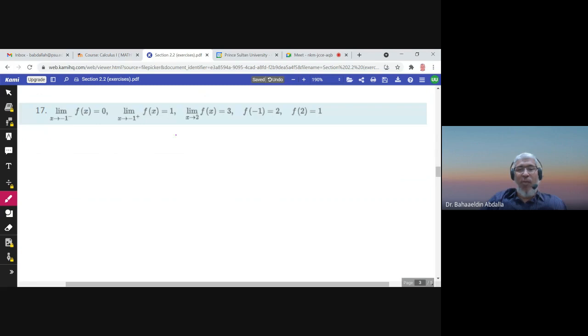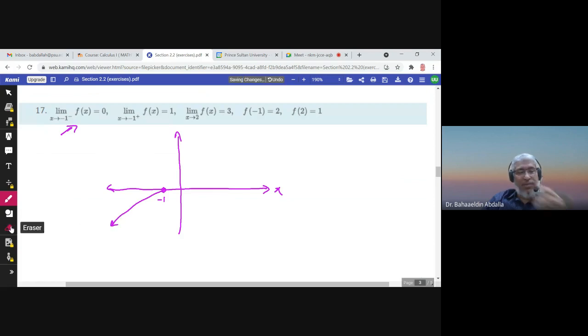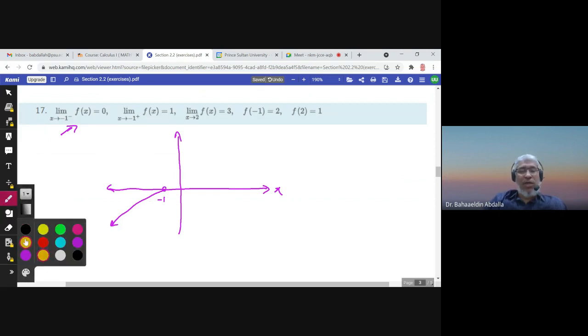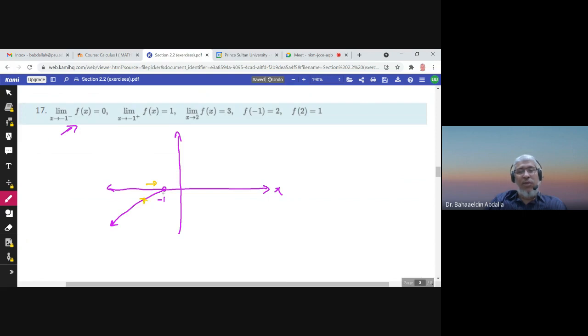Another question. f of x when x approaches -1 from the left. So now let us concentrate on x equals -1, and let us approach -1 from the left. And what do we need? We need f of x to approach 0. So I will put an open circle here, and I'll do it like this. Okay, here we have an open circle. So by this, what happened? When x approaches -1 from the left, f of x is approaching 0. Good.